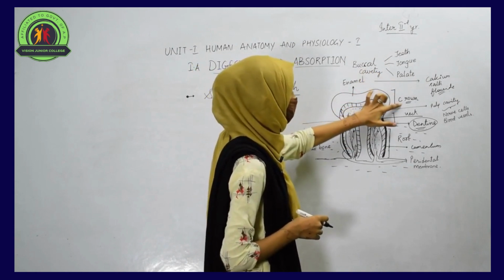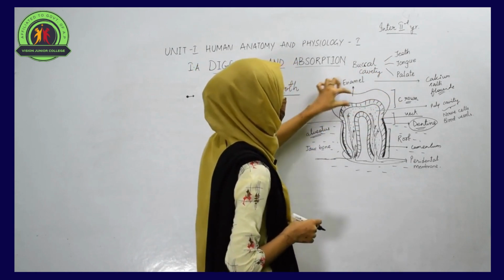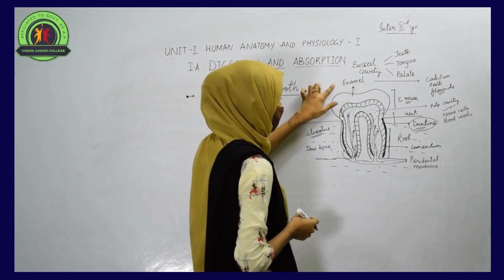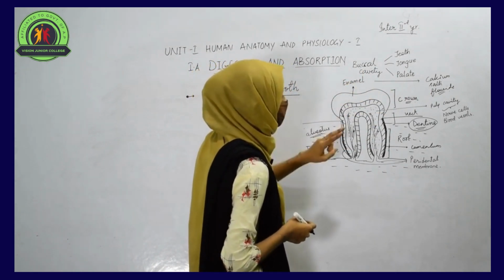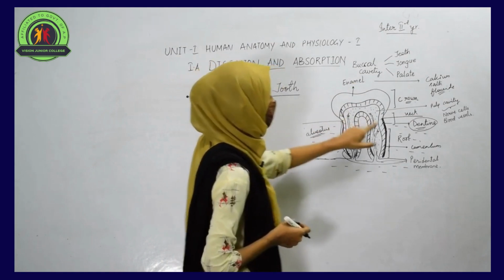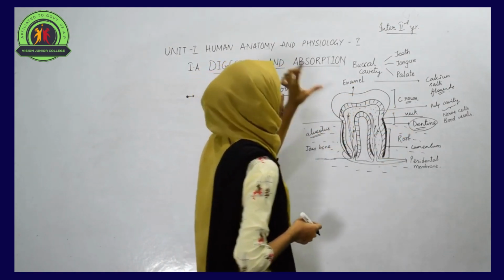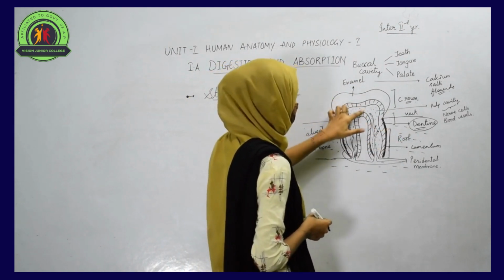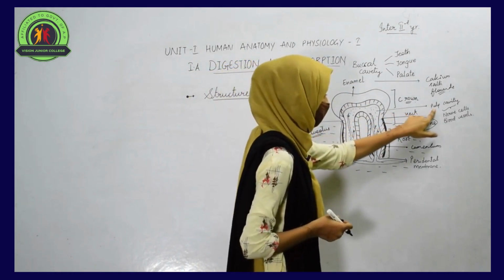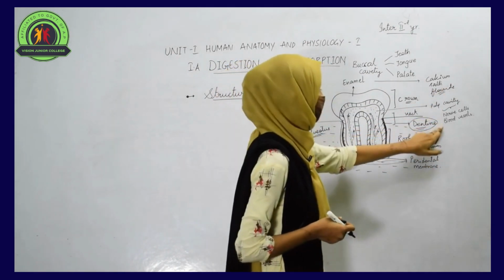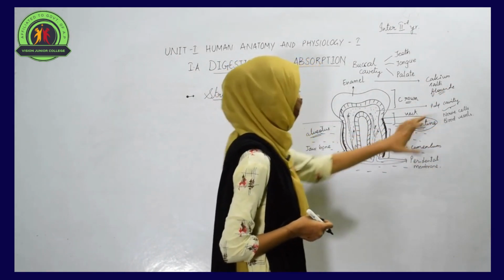In the part crown, you can see the presence of the hardest white color substance, that is enamel, and the next layer is present, that is called as dentine, which is covering the whole tooth. Then below the dentine a cavity is present which is called as pulp cavity. This pulp cavity is filled up with the nerve cells and also the blood vessels are present.